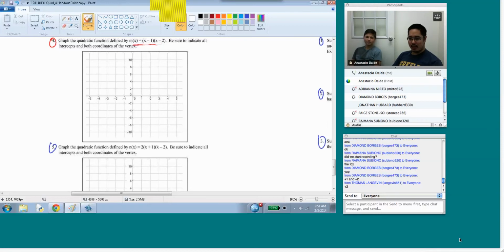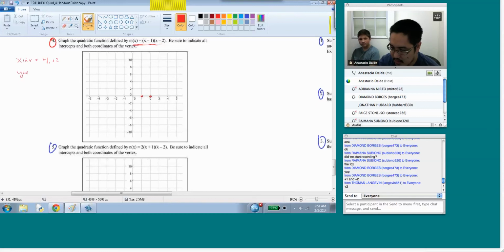Negative 1 and positive 2. I totally agree. Right there and right there. Alright? Where does it cross the y-axis? The x-intercepts are negative 1 and positive 2.